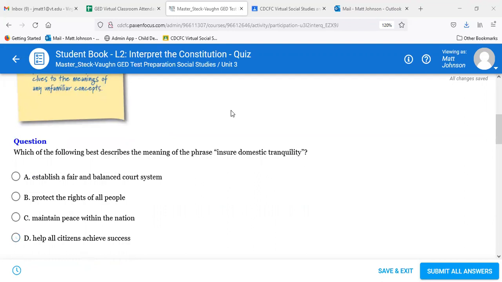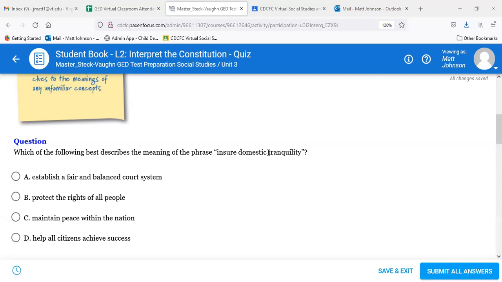Okay, it says, which of the following best describes the meaning of the phrase ensure domestic tranquility? A, establish a fair and balanced court system. B, protect the rights of all people. C, maintain peace within the nation. Or D, help all citizens achieve success. A.